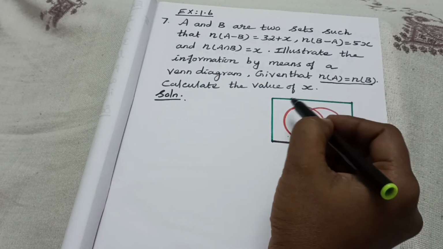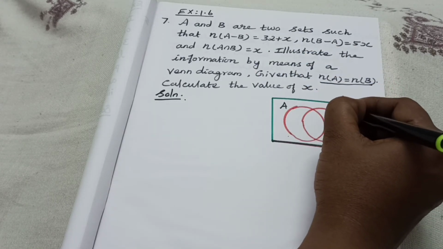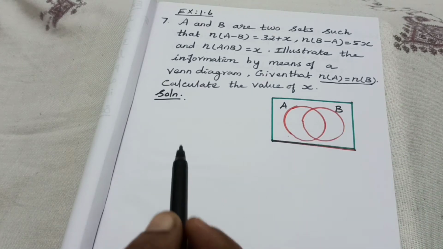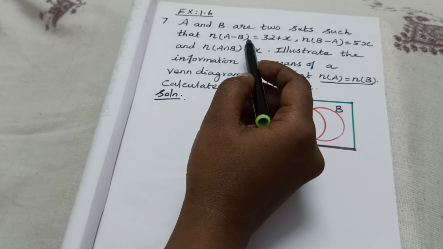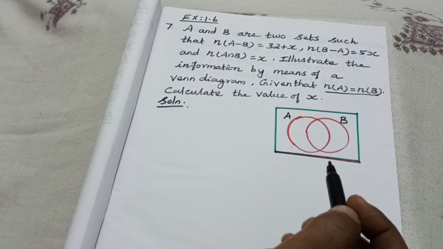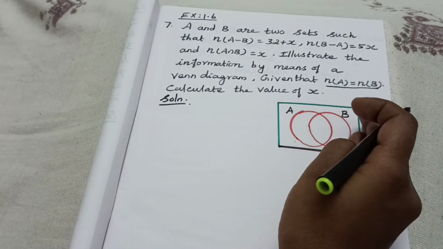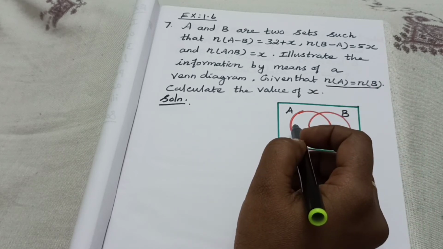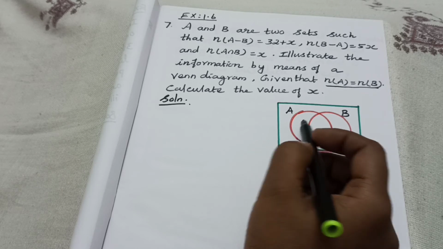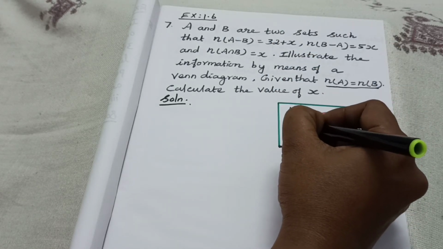Okay. Then the Venn diagram with A and B is given, isn't it? So the first set is A, the second one is B. Then again, what is given? n of A minus B. n of A minus B means except B, the remaining A, only A. Only the A portion we have to write: 32 plus x.